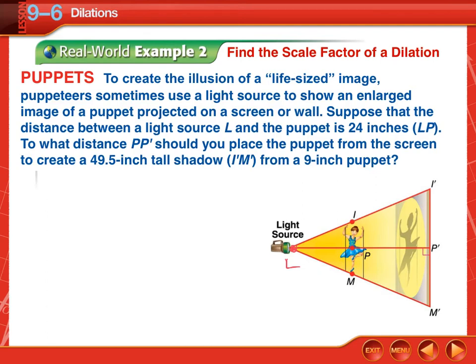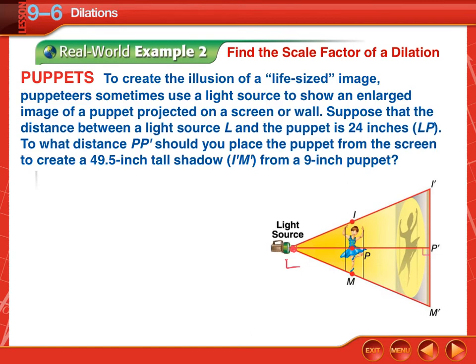So we have a light source and we're projecting an image up onto a board, and in doing so we are enlarging it. In this case we have a puppet, and we're going to be projecting a much larger image of the puppet up on the board as a shadow. So to create the illusion of this larger size image, puppeteers sometimes use a light source to show an enlarged image of a puppet projected up onto a screen or wall.